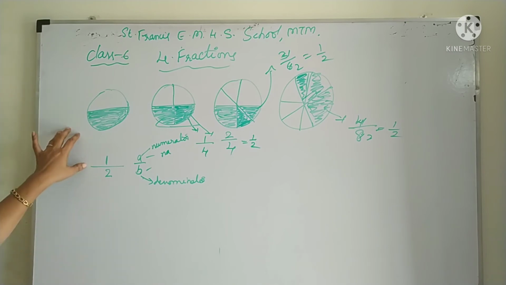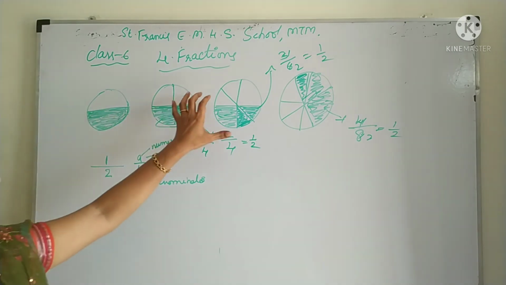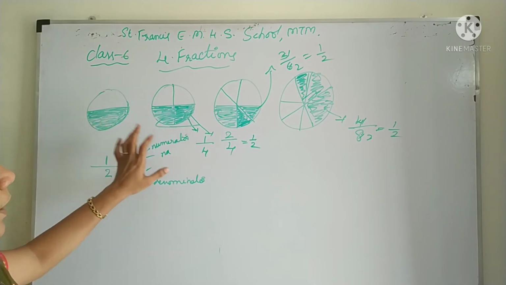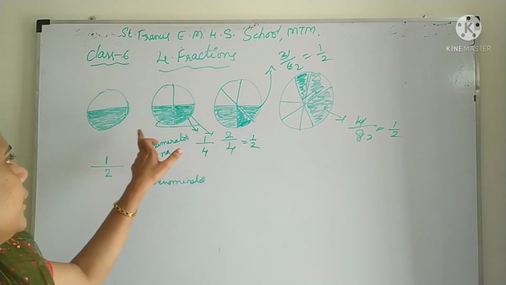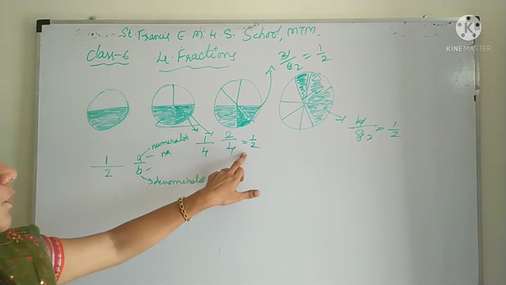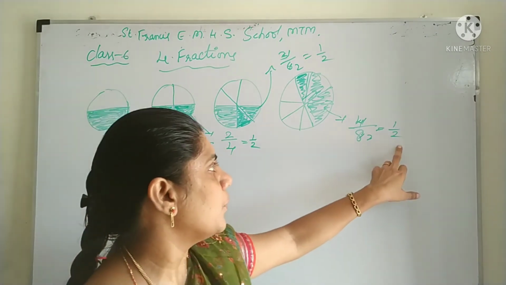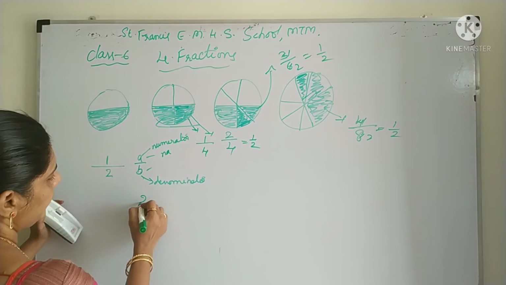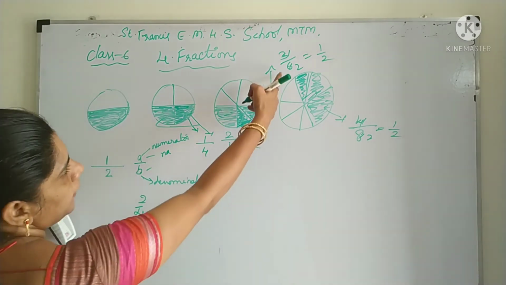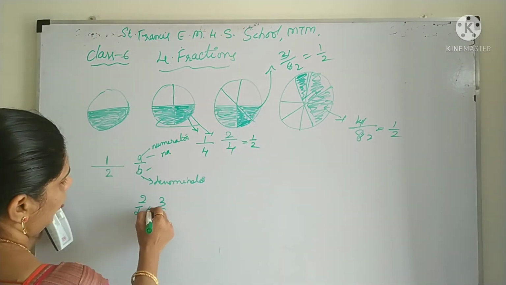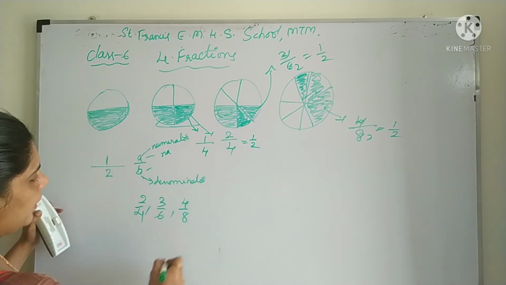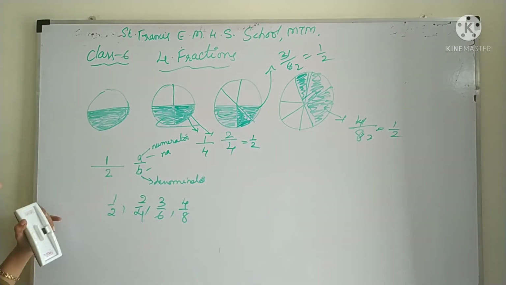All are the same only. If you increase your parts also, if you observe the shaded part here, again you are getting 1 by 2. Here this is 1 by 2. Here this is also 1 by 2. Here this is also 1 by 2. So, all the time you are getting 1 by 2 only, right? So, which fraction is this here? 2 by 4. And here you got 3 by 6. After reducing this one, you are getting 1 by 2. Here the last one is 4 by 8. So, all these are equal to 1 by 2 only.